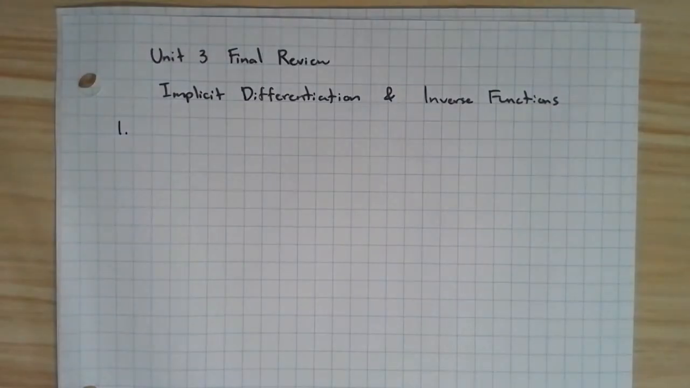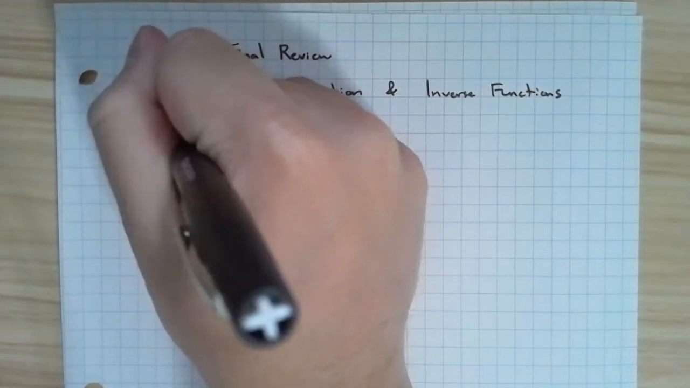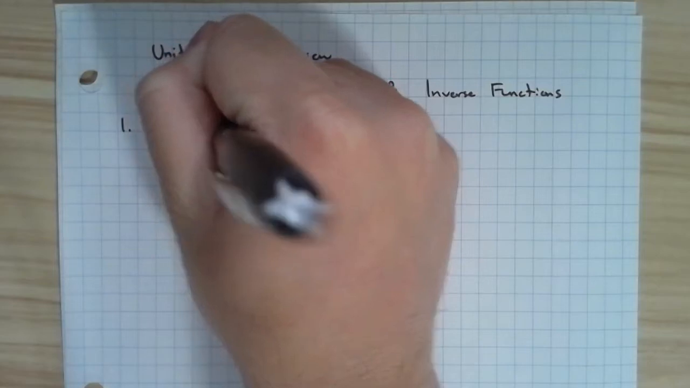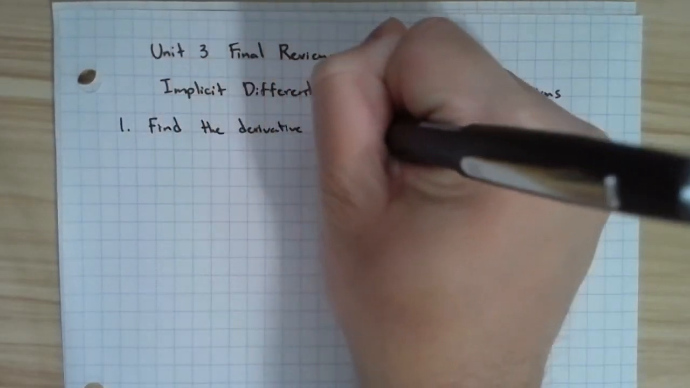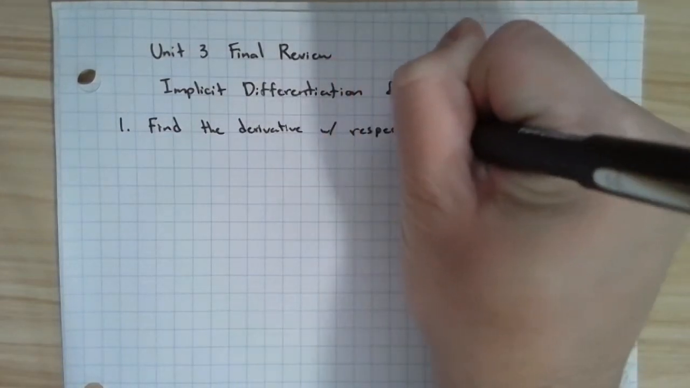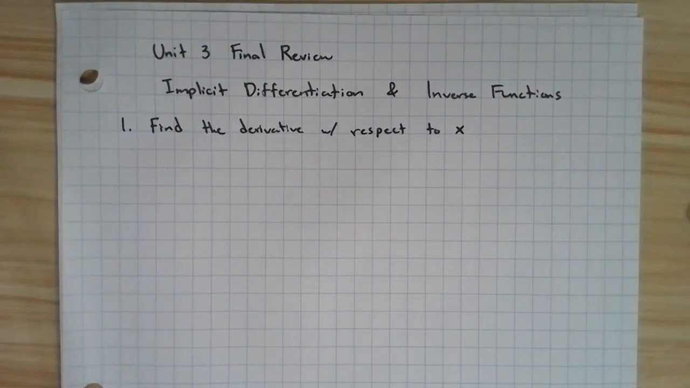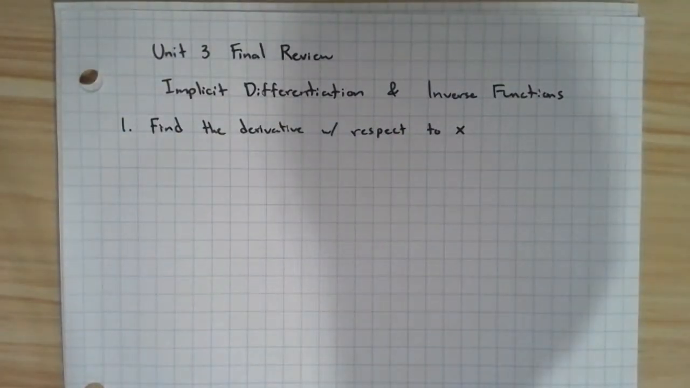So with that said, let's look at some equations here. All of these will be find the derivative with respect to x. Actually, before I continue, let me write down the steps to being able to do implicit differentiation. So pause right here on number 1.